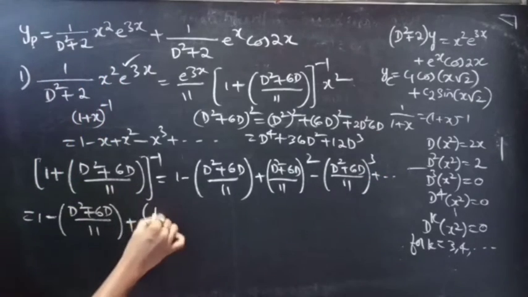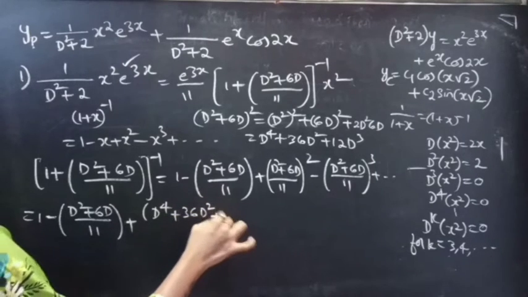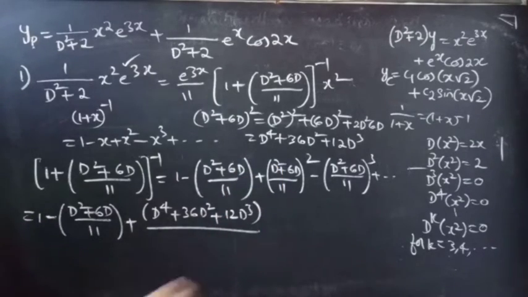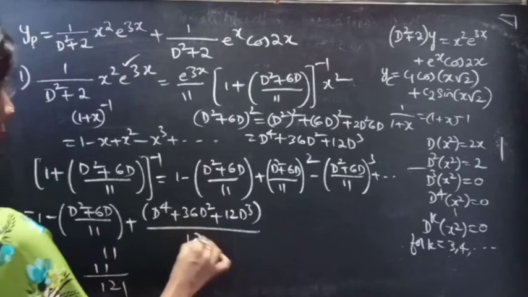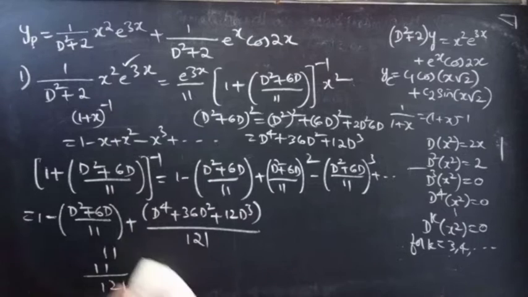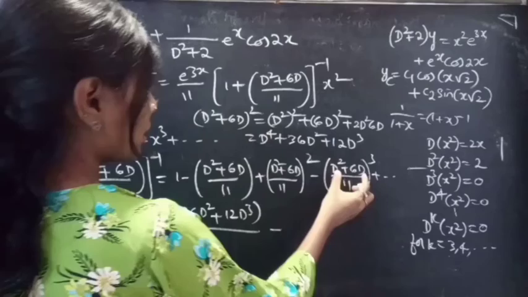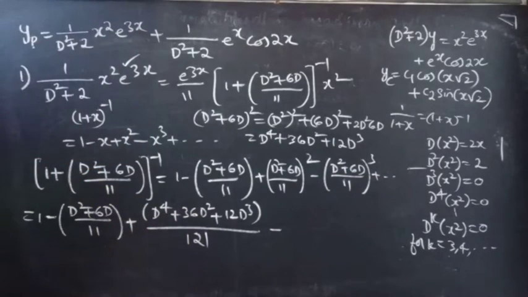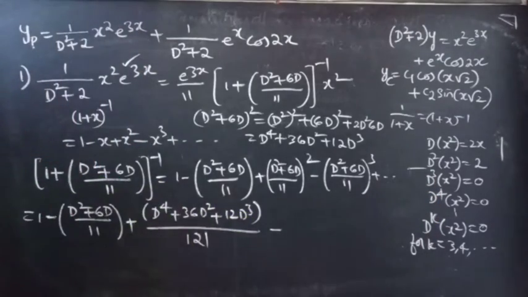Right? Expansion d power 4 plus 36 d square plus 12 d cube by 11 square. 11 square is 11 into 11, 121. Minus expansion of (d square plus 6d) whole cube. Definitely here we are going to get higher derivatives from 3, 4 and all. Okay, we'll see.